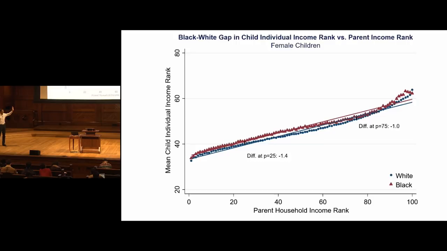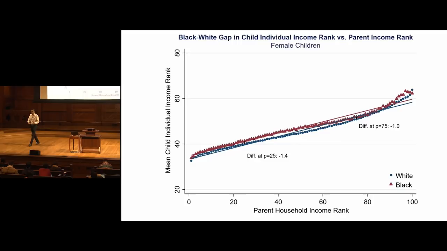Now, one thing that people sometimes are confused by with this chart is they say, are you saying that on average, black women and white women in America have similar incomes? That doesn't sound right. So that is not what we're saying. What we're saying is controlling for your parents' income, black and white women have similar incomes.